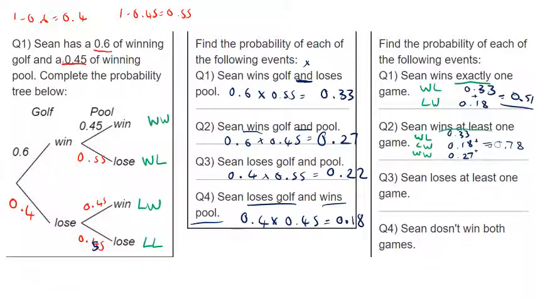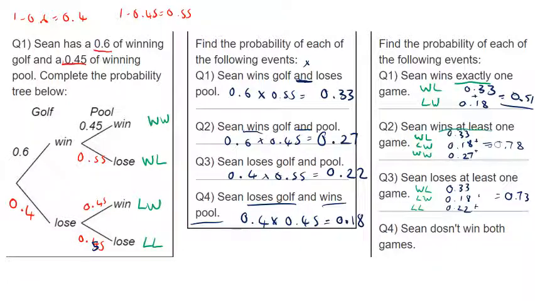Next part, Sean loses at least one game. So to lose at least one, you could win and then lose. You could lose and then win. Or you could lose and then lose. So in terms of those options, win and then lose is 0.33. Lose and then win is 0.18. And lose and lose is 0.22. So we add these options together, we get a final answer of 0.73.